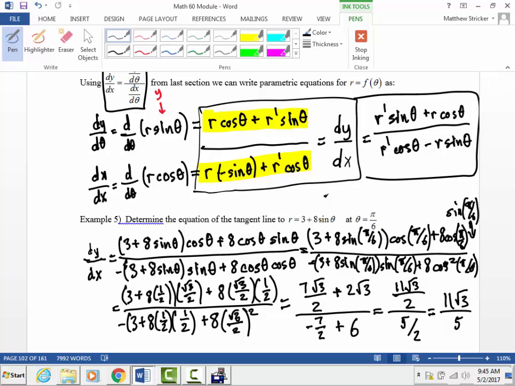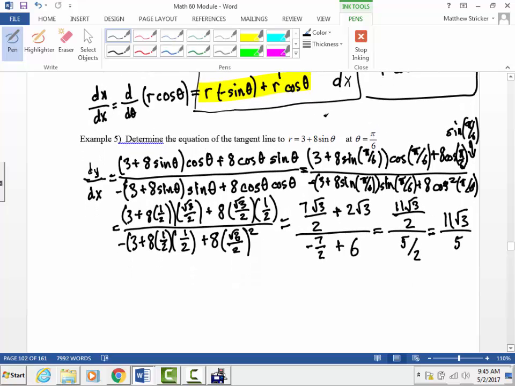Just algebra if you plug it in. So that's the slope, right? The derivative tells us the slope. Any questions so far? Well, 8 times 1/2 is 4. 4 plus 3 is 7 times 1/2, 7 halves. That's the algebra. Maybe too much algebra. We're almost ready to take a break.